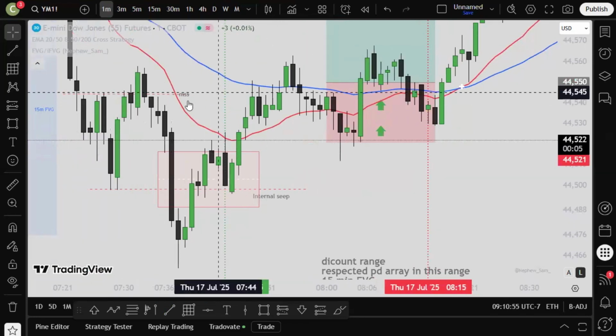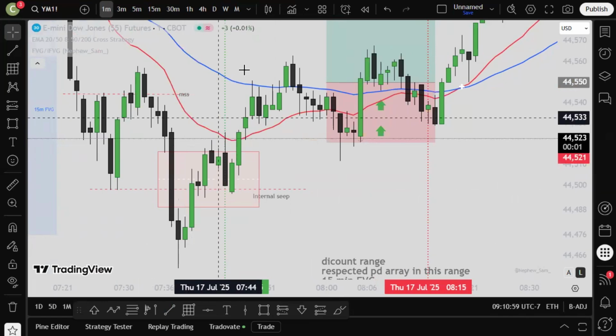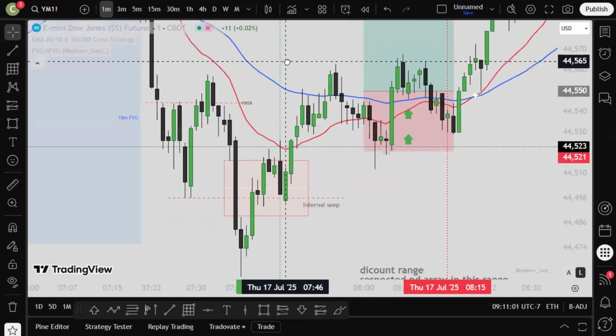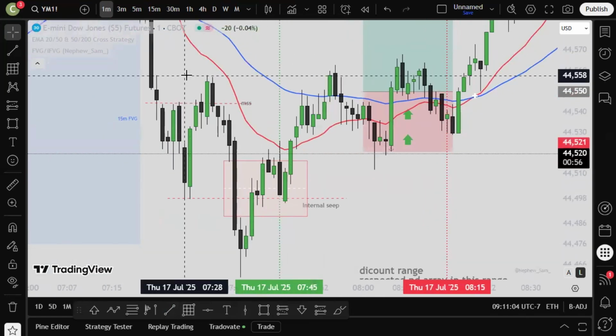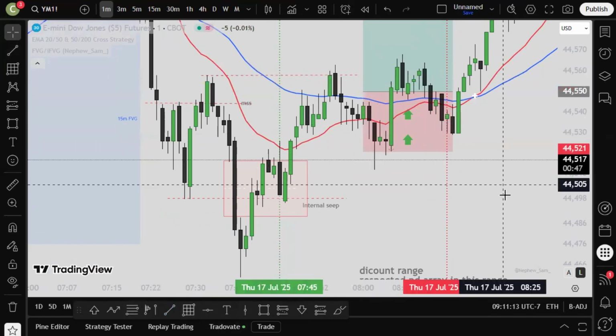So you have your market structure shift, you have an internal sweep of liquidity, you also have another market structure shift right here on these highs. Right on these highs here. You have two market structure shifts. And then you have our entry.